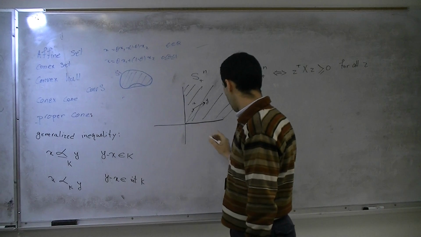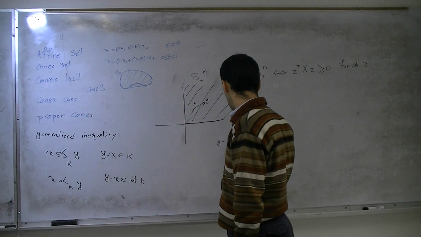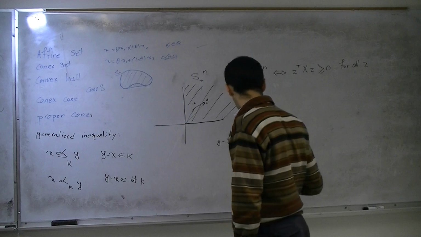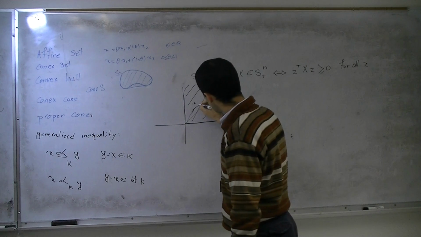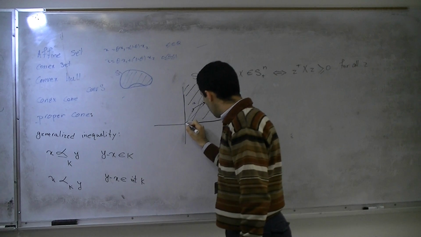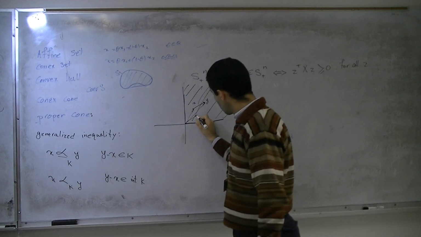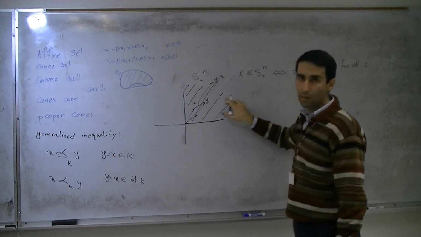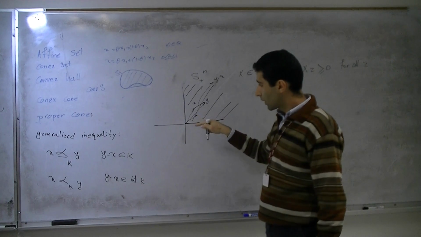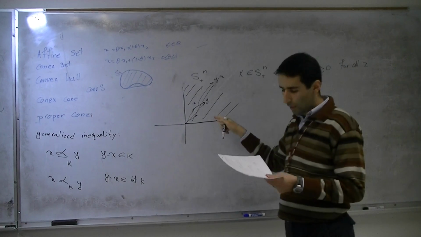This vector is y minus x, and if I draw it from here, it's something like this, and this point is inside the proper cone K. Therefore, x is less than y by K.